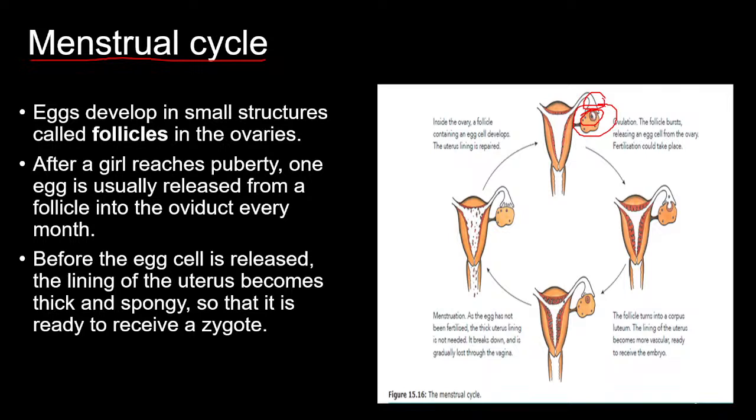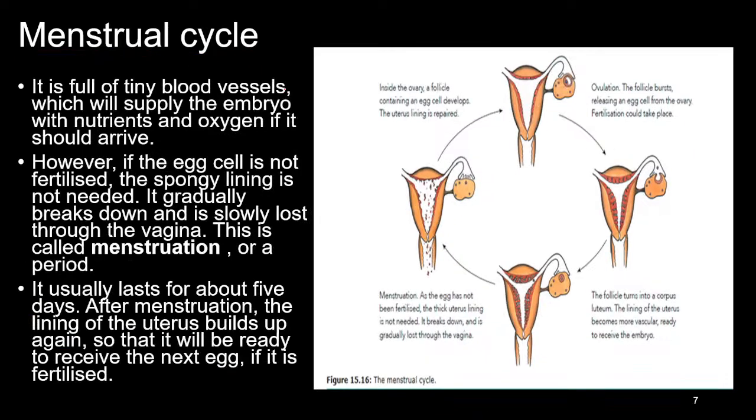Before the egg cell is released, the lining of the uterus, which is this, becomes thick and spongy so that it's ready to receive a zygote. Okay, so it's full of tiny blood vessels which will supply the embryo with nutrients and oxygen if it should arrive. They are talking about the uterus lining over here. Okay, however, if the egg cell is not fertilized, the spongy lining is not needed. It gradually breaks down and is slowly lost through the vagina. So this is the vagina. This is called menstruation or periods.